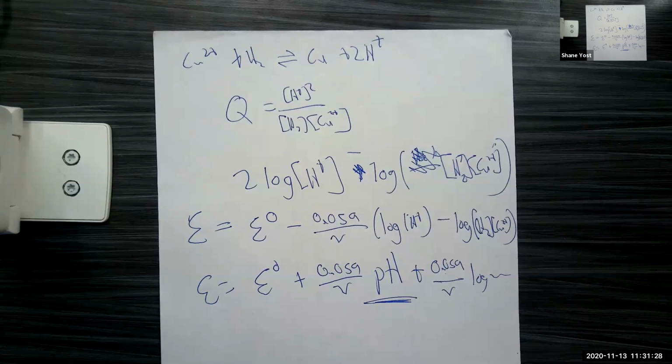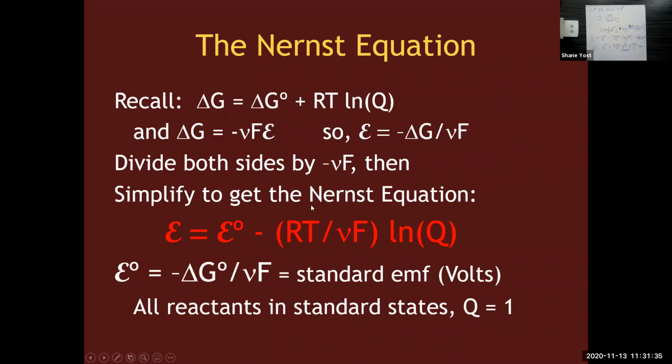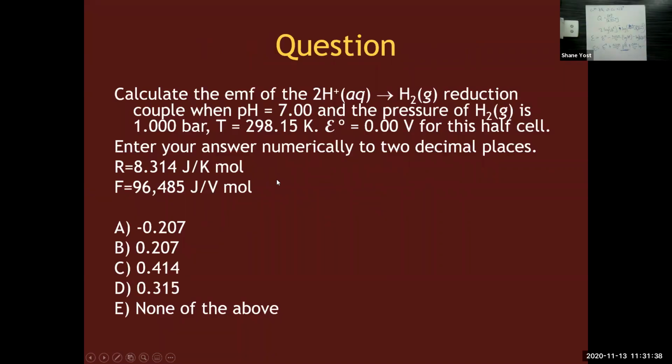Questions about that? All right. So calculate the electromotive force of that reaction when the pH is 7, pressure of H2 gas is 1 bar, given your temperature is 298.15 Kelvin, and your standard cell potential is 0.00 volts.